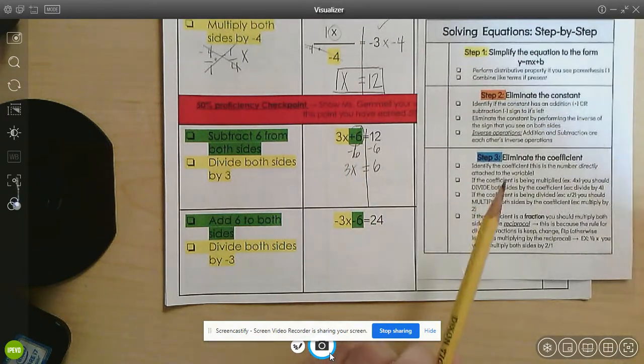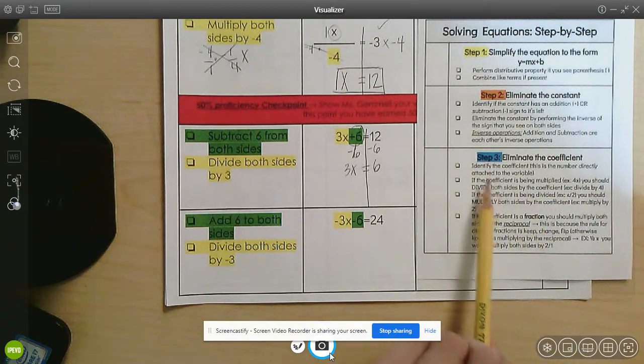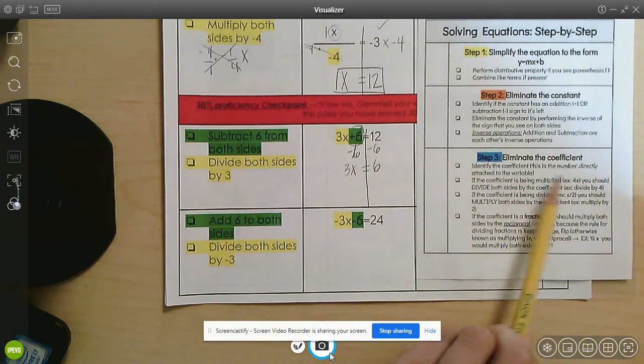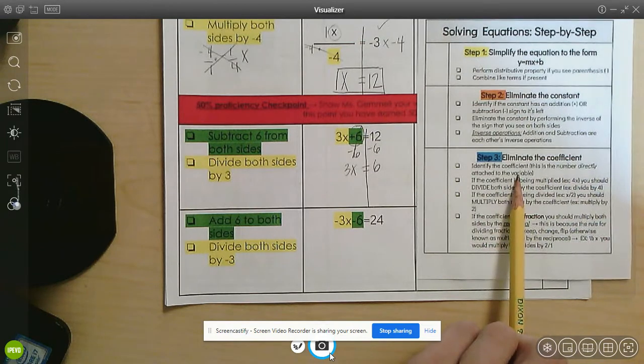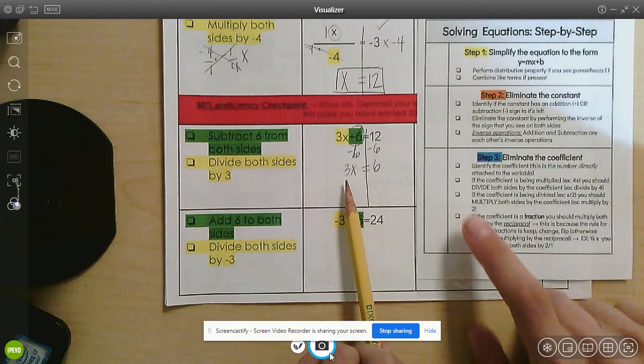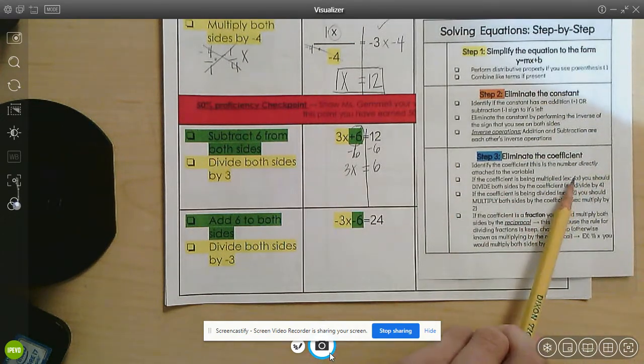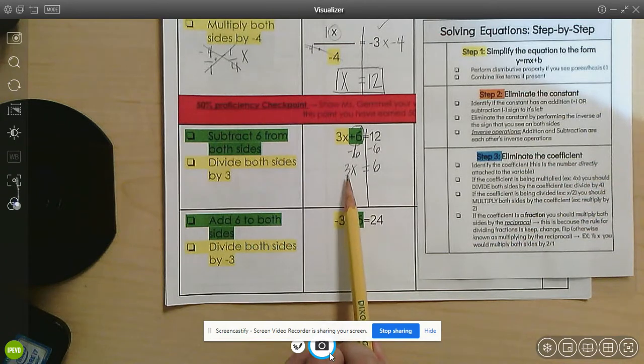Step 3 is to eliminate the coefficient. The first part of that is to identify the coefficient. That is the number directly attached to the variable. In this example, it is 3. The next part says if the coefficient is being multiplied, for example, if it looks like 4x or 3x, that's this one, you should divide both sides by the coefficient.